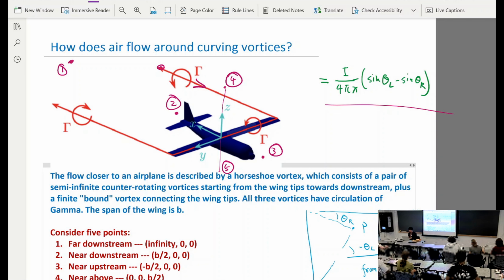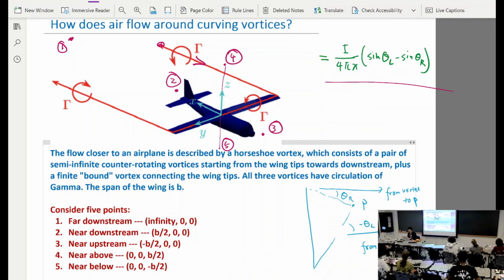Just to remind you, last lecture we were looking at the flow closer to the airplane, and we were thinking about the flow described by one infinitely long vortex that loops through the wing of the airplane. There are three legs of this infinitely long vortex. Two legs are the trailing vortices that go from the wingtips back to infinity downstream of the airplane. And the third leg goes right through the wing. That's called the bound vortex.